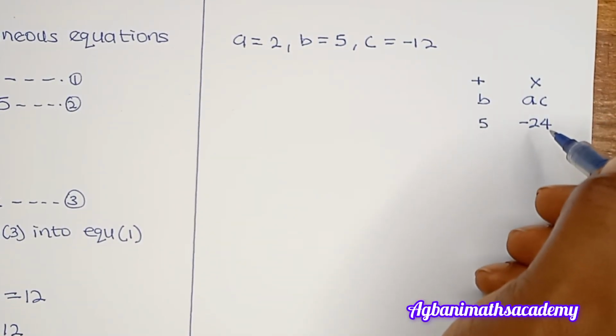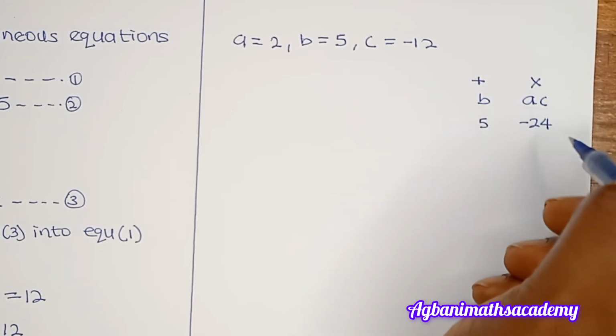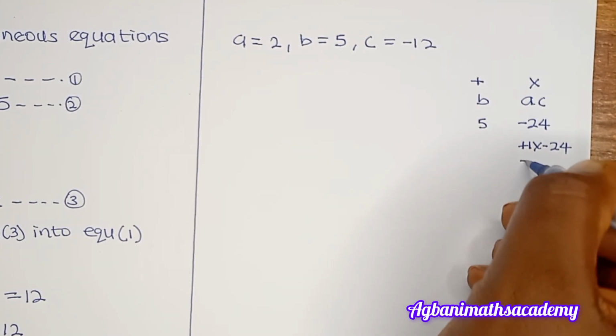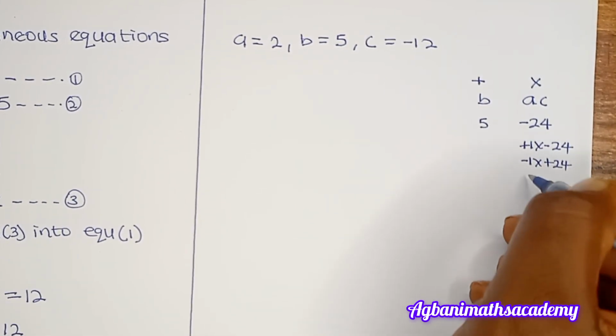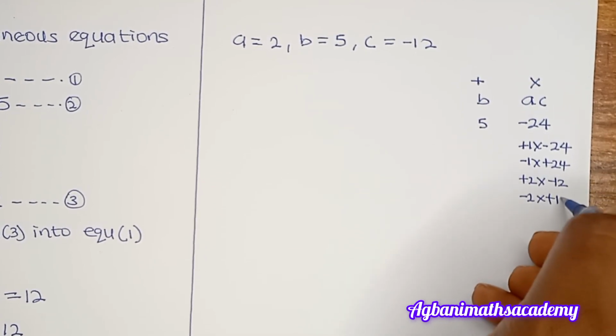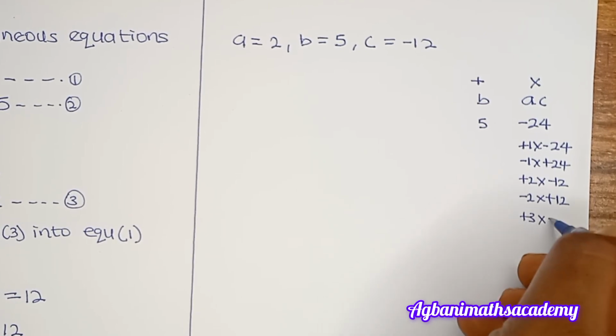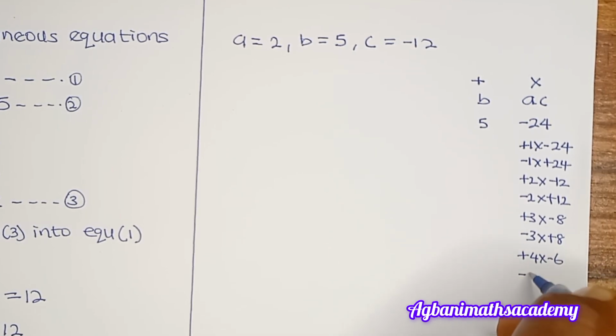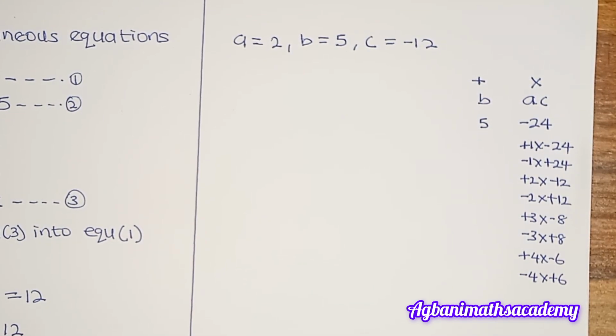Okay. Next, we are going to look for numbers that will multiply to give us minus 24. We have plus 1 multiplied by minus 24, minus 1 multiplied by plus 24, plus 2 multiplied by minus 12, minus 2 multiplied by plus 12, plus 3 multiplied by minus 8, minus 3 multiplied by plus 8, plus 4 multiplied by minus 6, and minus 4 multiplied by plus 6. All these numbers will multiply to give us minus 24. But among these combinations, which one is going to add up to give us plus 5?